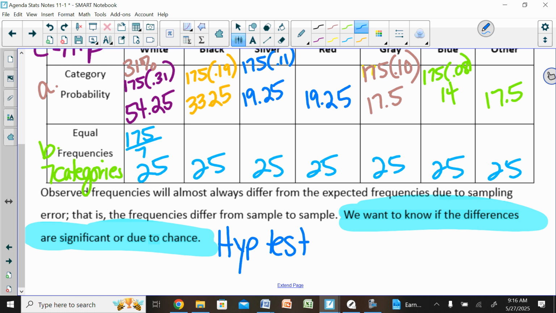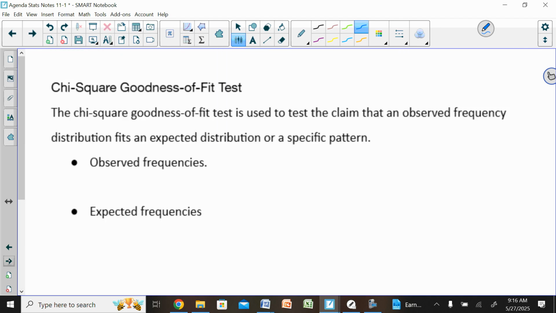So here we go. Let's talk about this. One of the things I wanted to do was this expected frequency, because that's one of the things that we need as we do our test. So we're going to do a chi-square goodness of fit. How well does our observed data fit into our expected pattern? The chi-square goodness of fit test is used to test the claim that an observed frequency distribution fits the expected distribution, or the expected pattern.